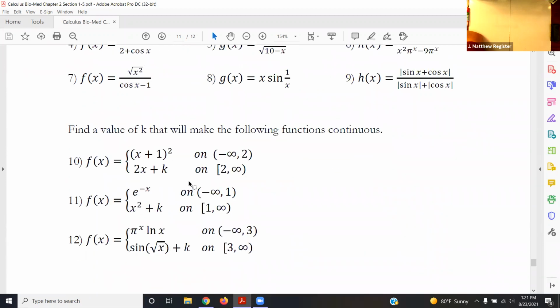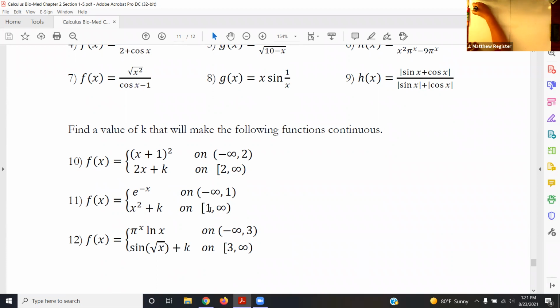The more algebraic problems are these, though. So find a value of k that will make the following functions continuous. And let's do one of these. I don't know that we need to do all 3 because once you see one, you've seen them all.